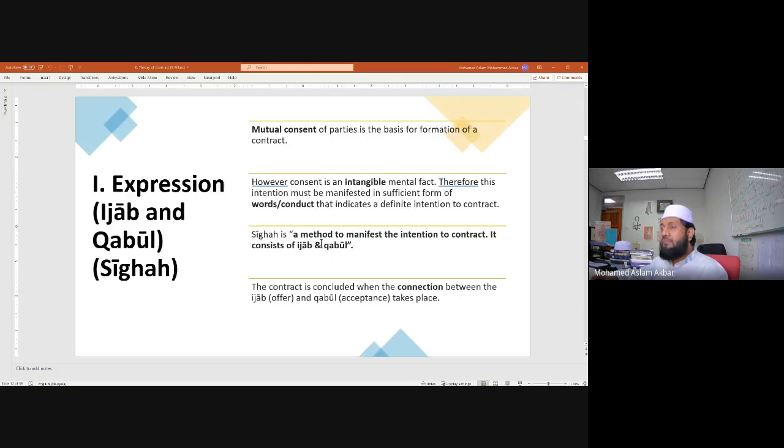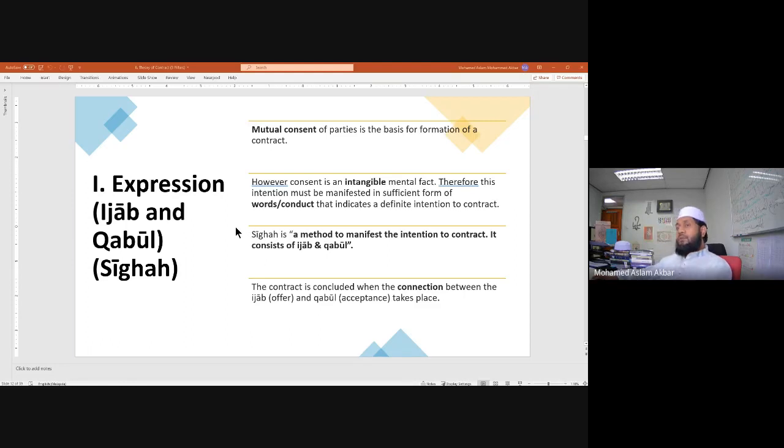Then now we are going to start discussing the first pillar of the contract. So today we are going to complete this first pillar, and then in the next class, inshallah, we are going into the second pillar. All right.